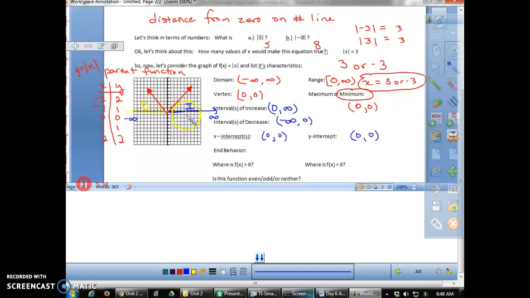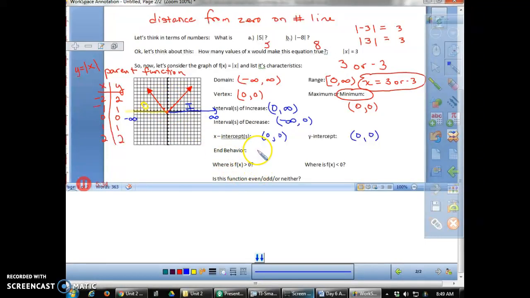Does it have symmetry across the y-axis? Yes. It is an even function. This is not a polynomial, though, is it? So you can't use just looking at your exponents to do this. You have to see the graph, and then you have to evaluate it. But it would be even.